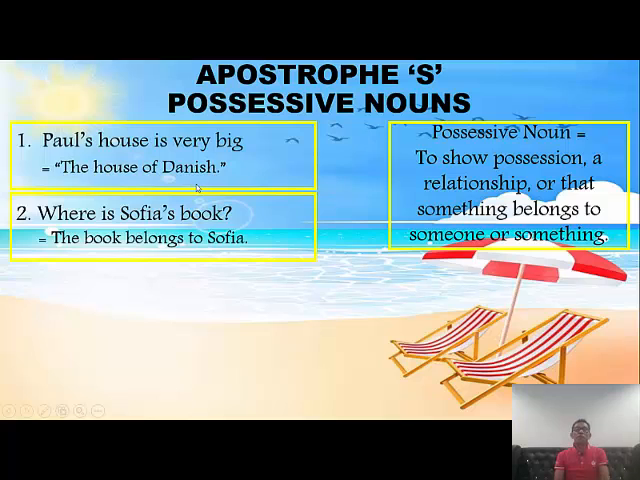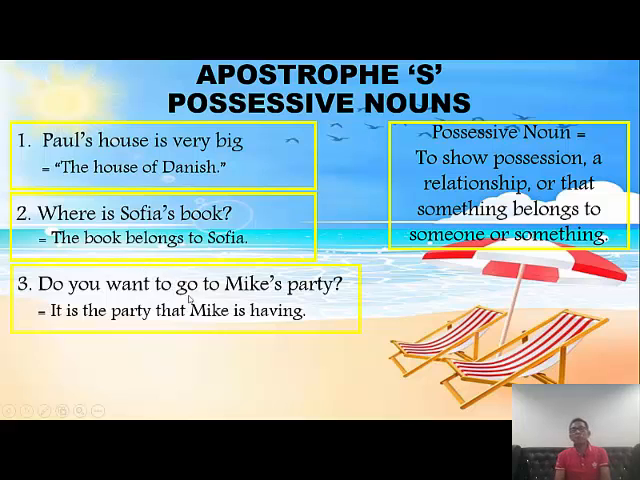Now number two, where is Sophia's book? The book belongs to Sophia. When you say Sophia's book, it is Sophia's book. It is not your book. It is not my book. It belongs to Sophia. That's how we do. Now, number three, do you want to go to Mike's party? So, Mike's party here, it is the party that Mike is having.